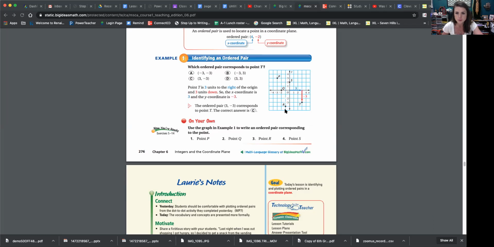And then for number 3, we have point R. We go over -1, so that's my x, -1, comma, 1, 2, 3, 4. -1, comma, -4 would be R. And then point S, I'm going 0 on my x, right? So 0, comma, +1, 2. So 0, comma, 2 for S would be the ordered pair.